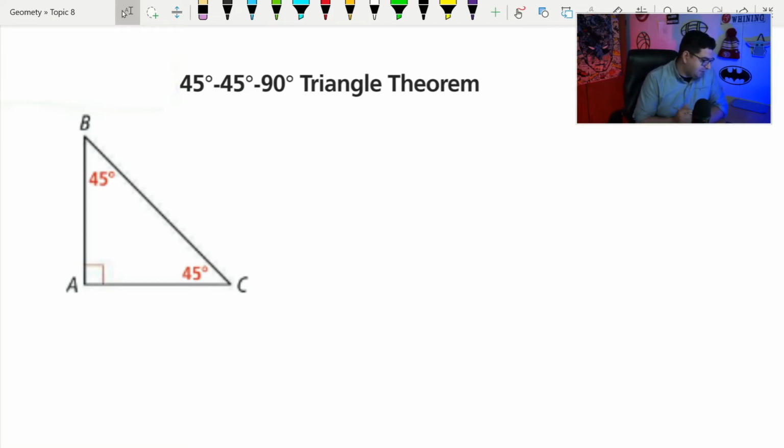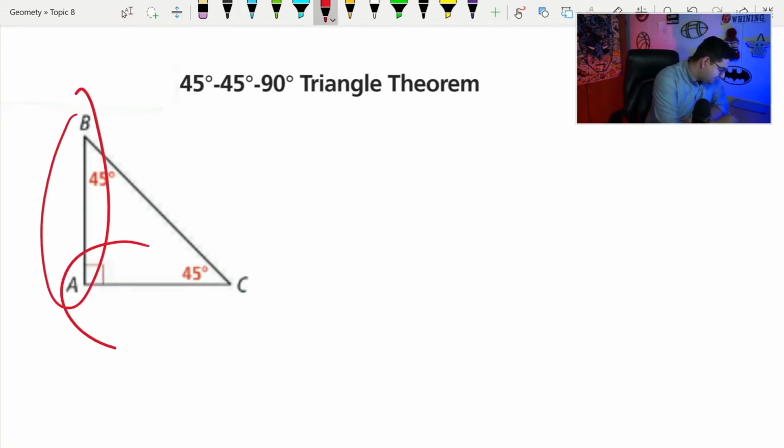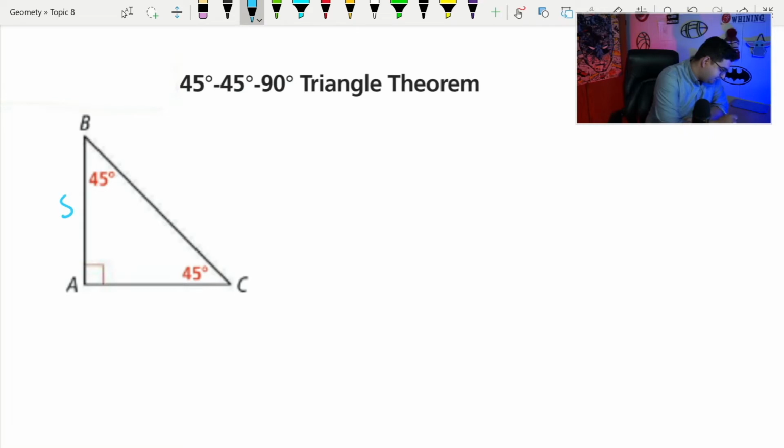So really, the key thing about these types of triangles is that your two legs, the two shorter sides of the triangle, are going to be the exact same length. So let's say one of them was length S, which is just a random length. The other leg would also be S. The hypotenuse, the longest side of triangles like this, in order to find that, we simply take S and multiply by the square root of 2.